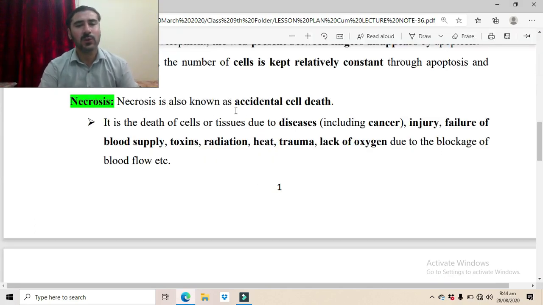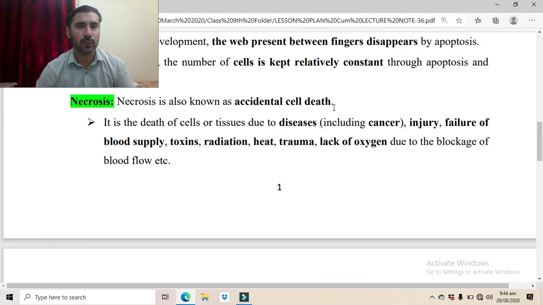Necrosis is also known as accidental cell death. In the previous lecture, we have studied the apoptosis, that is programmed cell death. That is a normal process which takes place in the bodies of animals, including humans. But necrosis is not a normal process. It is accidental cell death. It is the death of cells or tissues due to diseases, including cancer.